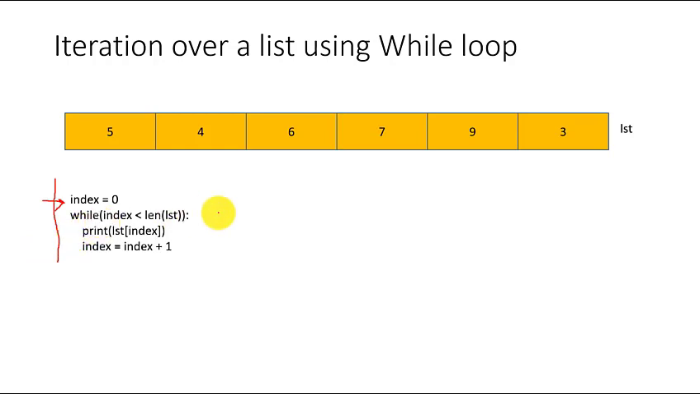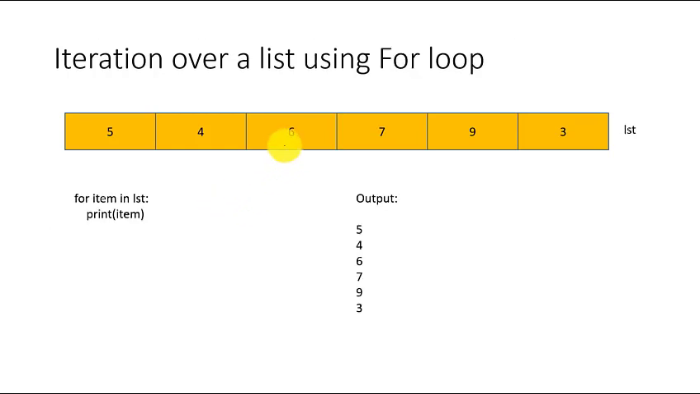Now let's discuss the for loop. If we want to iterate on the same list, we can use this for loop. The syntax will be something like this: for variable in, where in is a keyword, and then the list name. Assuming the list name is LST, we can say that for item in list LST, just print this item.